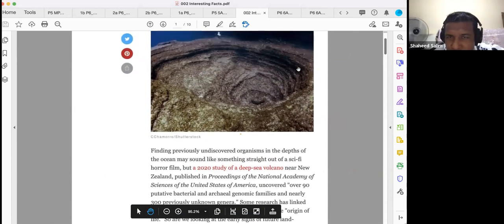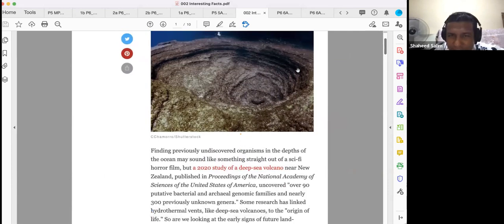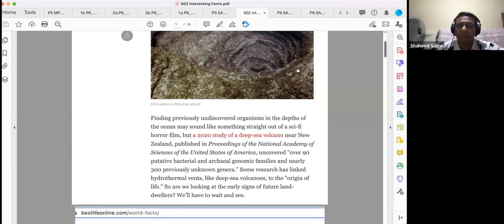So what does it show? It shows how, even with how advanced human beings are, Allah has created things in the oceans and in the jungles, and there are so many things we still don't know.